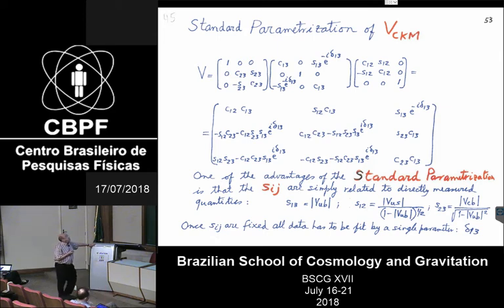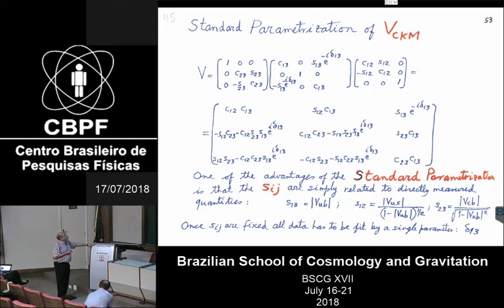Because you can extract very easily the sides from experiment, the size of this S13. For example, S13 is just the modulus of VUB, because this is VUB, this term here. This is VUS, VUB, VCB. S13 is by definition a positive angle, so it's the modulus of VUB. S12 will be just this one here, it's VUS divided by that. You can measure S12 and then S23. From experiment, you get very easily these three angles, okay?